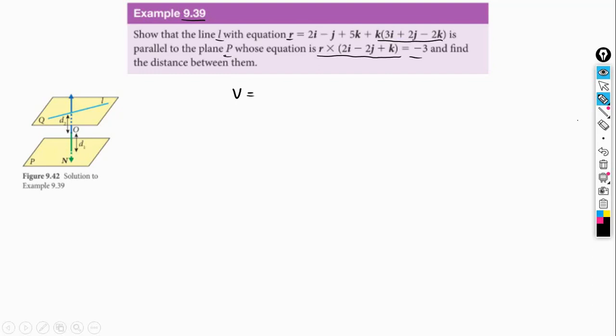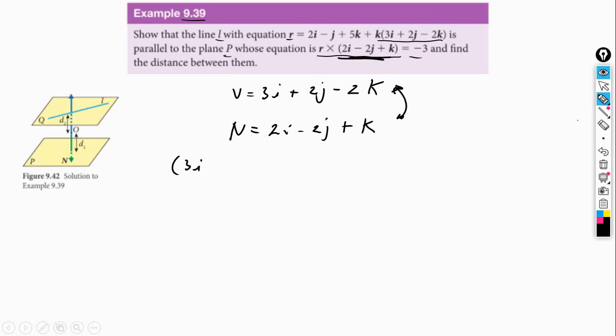So V is equal to 3i plus 2j minus 2k. And then we know that this is the normal to plane P. So that normal would be 2i minus 2j plus k. So if this line and this plane are parallel, then these two vectors should be perpendicular. In other words, their dot product should equal 0. So let's see if that's the case.